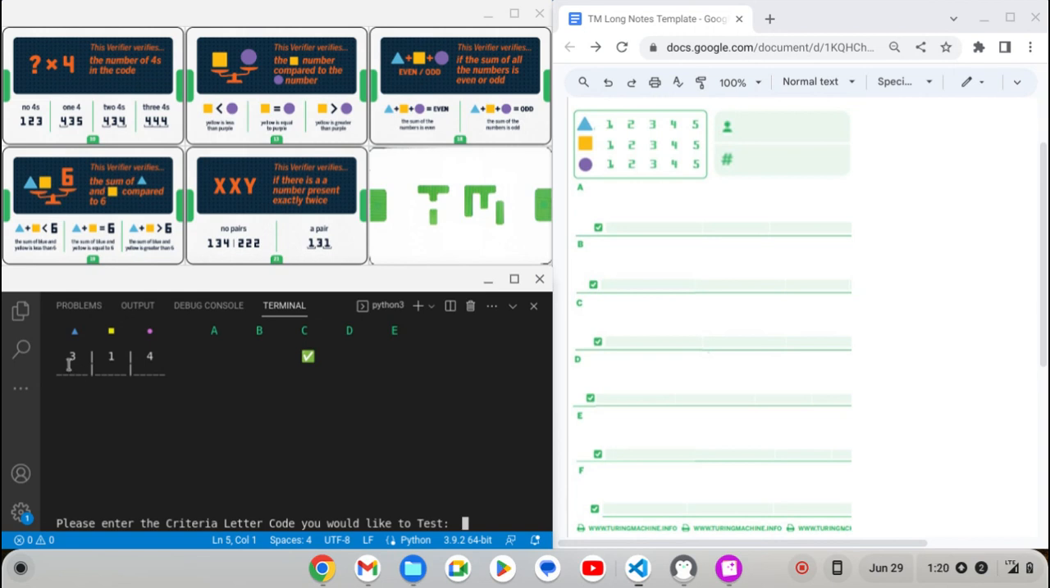Notice that I do have 314, so if I add them up, 3 plus 1 is 4, 4 plus 4 is 8. So the Turing Machine confirms that the sum should be an even quantity. So that's what I'm going to type in our notes in section C, that triangle plus square plus circle should be even.